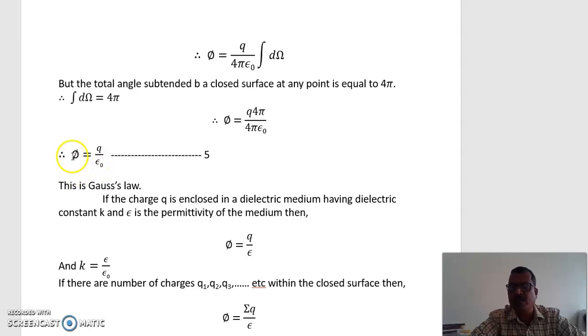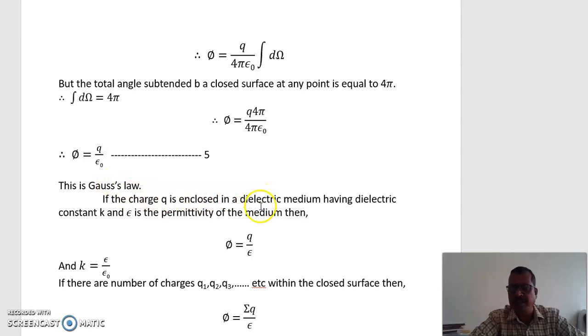The first statement, and what did we see as the second statement? Total flux through a closed surface is equal to 1 upon ε0 times the total charge enclosed by that surface. This is Gauss law of electrostatics, and φ equal to Q by ε0. Here ε0 is the permittivity of free space.